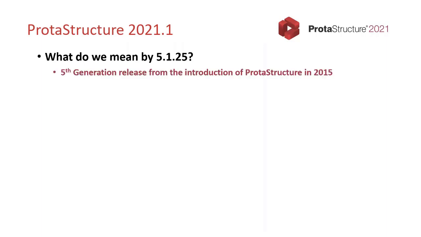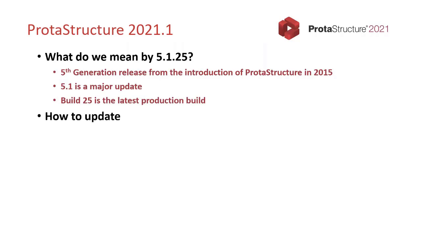Well, it's actually the 5th generation release from the first introduction of ProtaStructure back in 2015. So this is the 5th major release of the platform, and the subsequent numbers mean the build, the revision. So instead of service packs, we're now using, say, 0.1 as an indicator. So it really is 2021.1, and then 25 is the build, the latest production build.